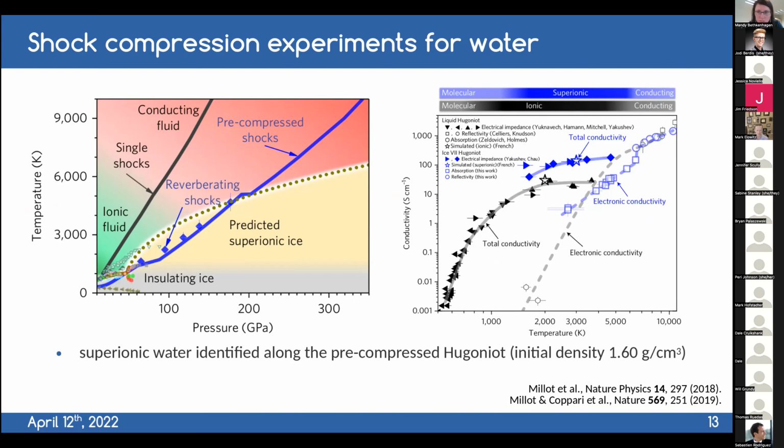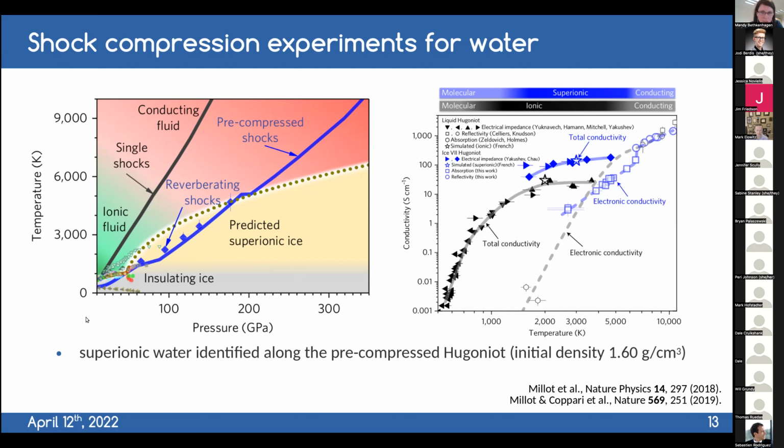But before I talk about ammonia experiments, where I'm gonna quickly show results for, I first want to talk about water. So here, this is an experiment of Marius Millot and Federica Coppari from Livermore. And here was one of the experiments which really convincingly showed that they reached the superionic phase. And they used actually different methods.